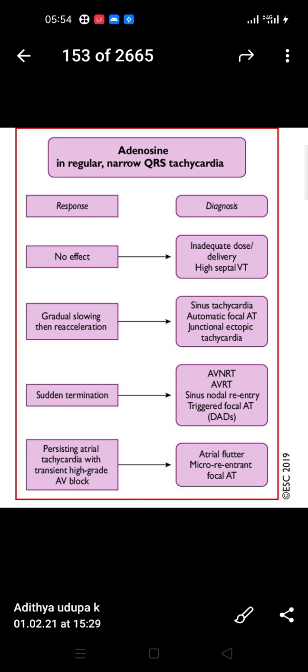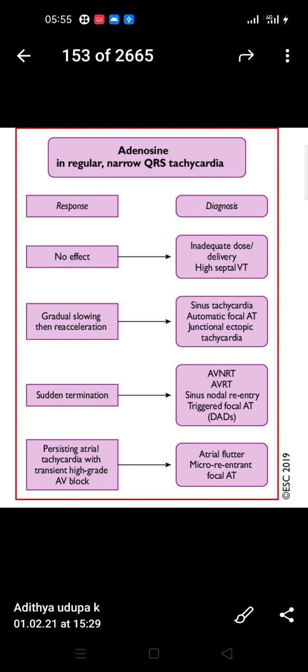Gradual slowing, then re-acceleration. There is a gradual slowing and then there is a re-acceleration. So it's a sinus tachycardia. Most of the time it's just for 3 seconds it reduced the AV nodal conduction, and again AV nodal conduction is coming, so it's a sinus tachycardia. Or automatic focal AT, that is, it is only in the atrial territory only. It's automatic, and it's also not re-entry, it's an automatic focal atrial tachycardia.